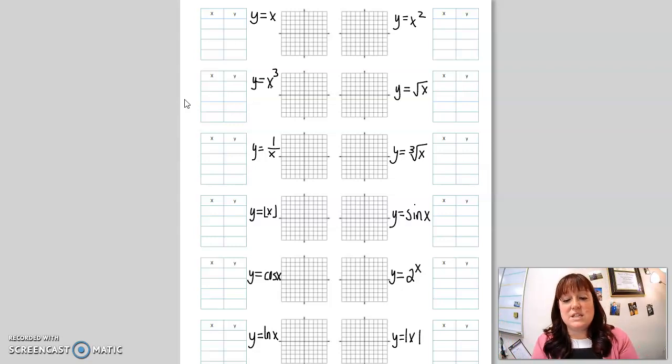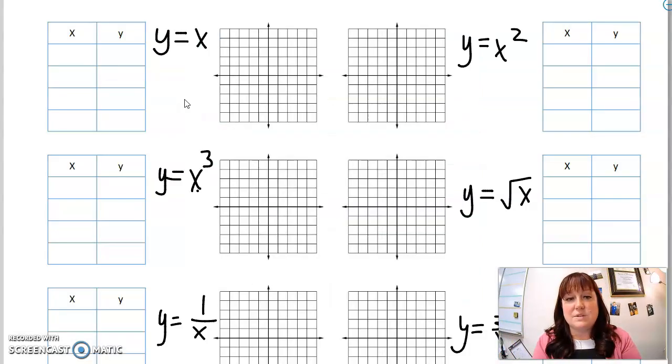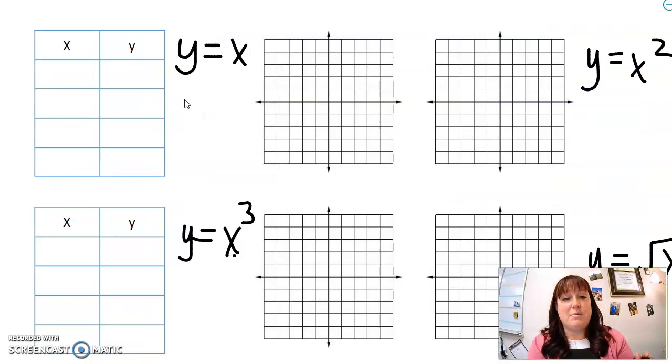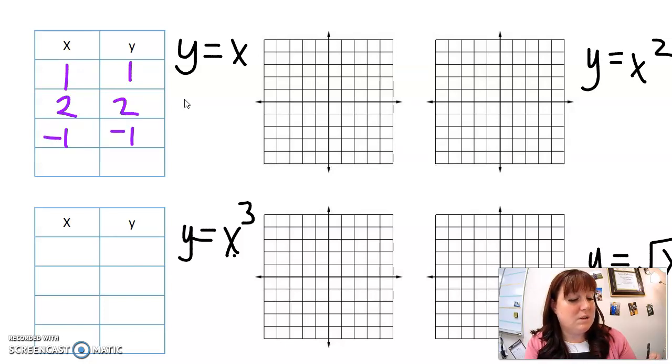So first things first is we have y equals x. Y equals x, you might remember, is just a line, right? But let's figure out how we could know that. We could use a chart. When x equals 1, y equals 1. When x equals 2, y equals 2. When x equals negative 1, y equals negative 1. When x equals negative 2, y equals negative 2. We could just fill this chart out by putting in values for x and figuring out what y is.